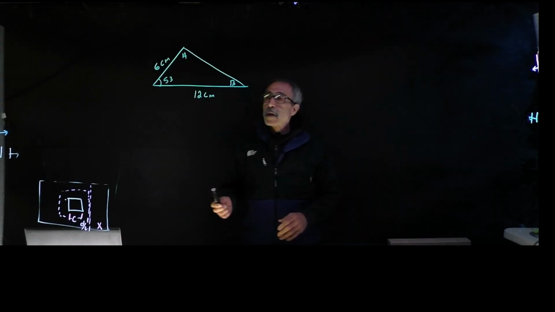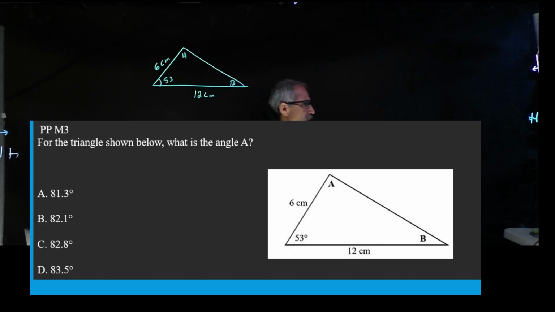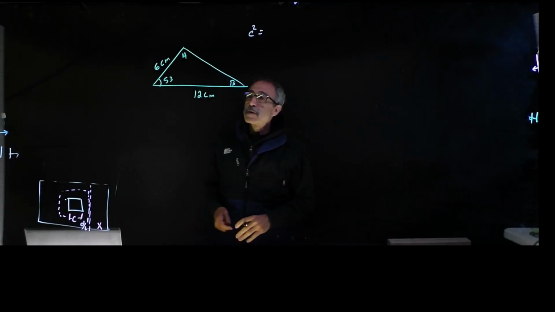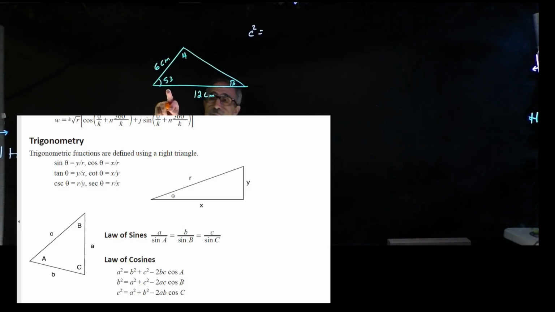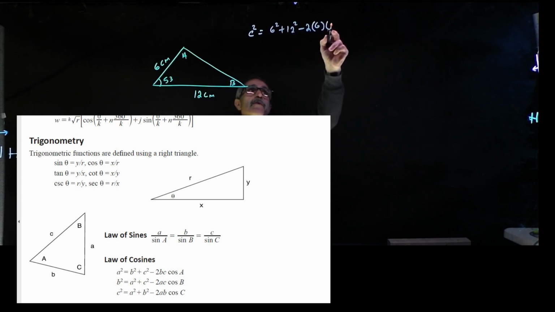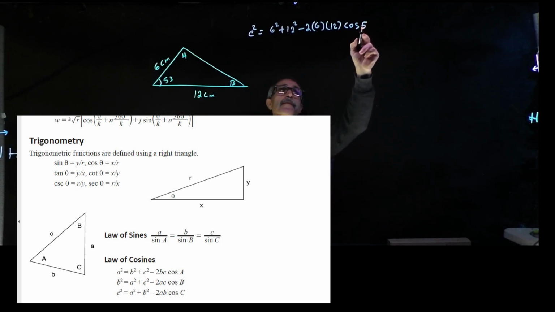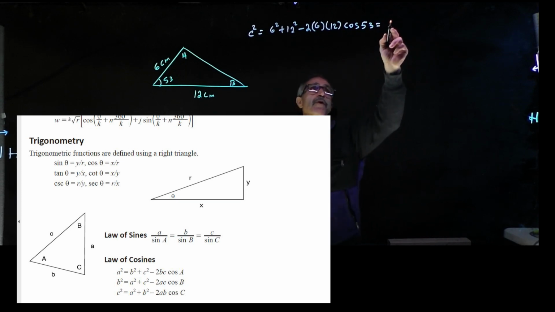Okay, this next problem says, for the triangle shown below, what is the angle A? This is a sine and cosine law problem. So c squared in this case is going to be 6 squared plus 12 squared minus 2 times 6 times 12 times the cosine of the angle between them, which is 53 degrees. And that should give us 93.34.